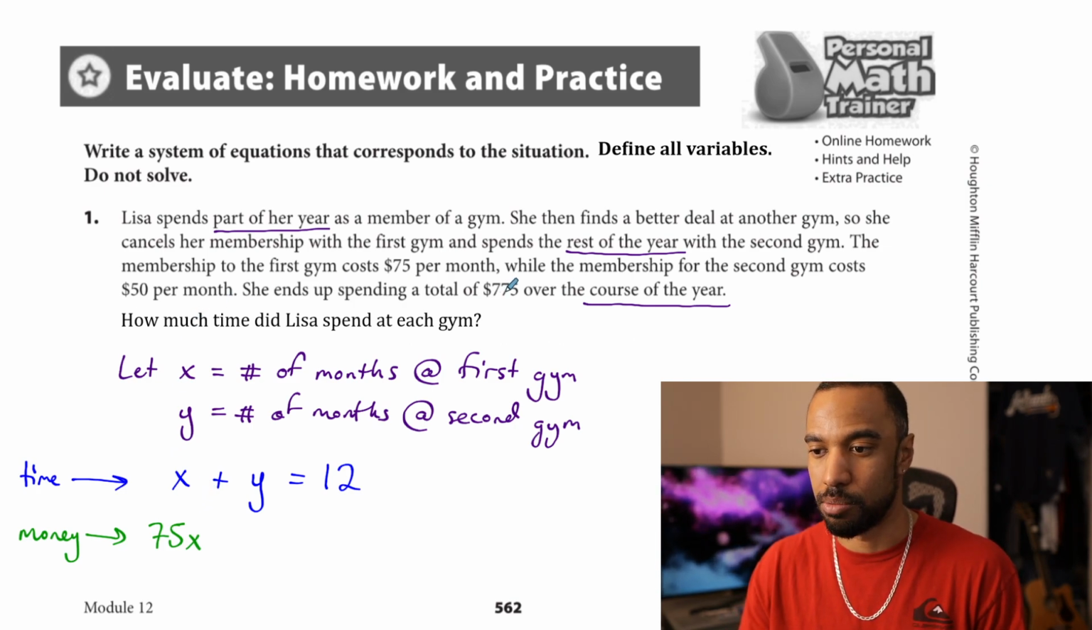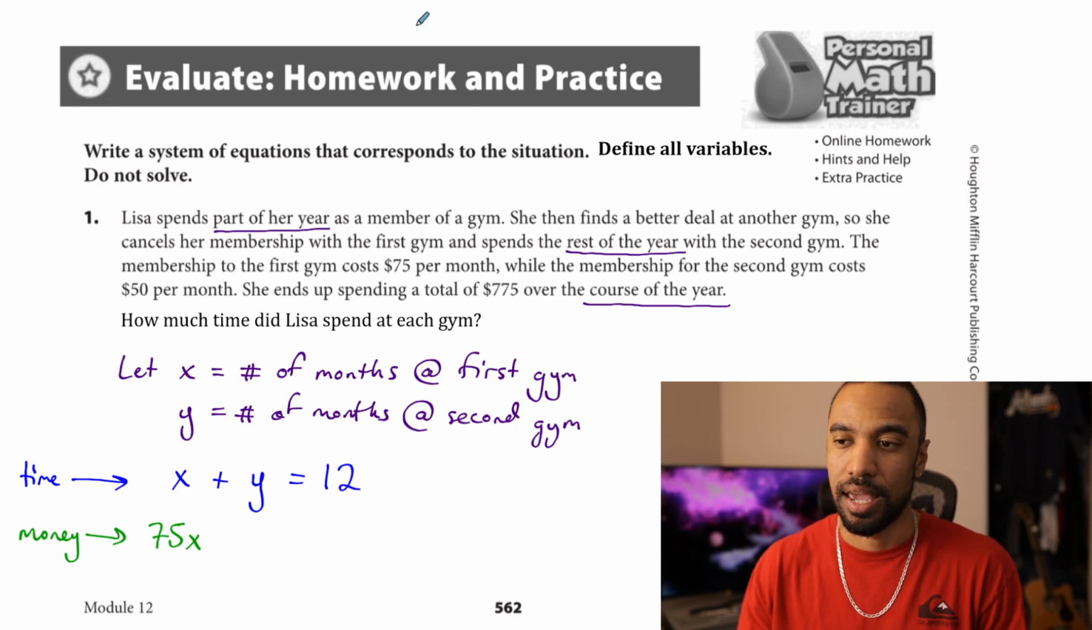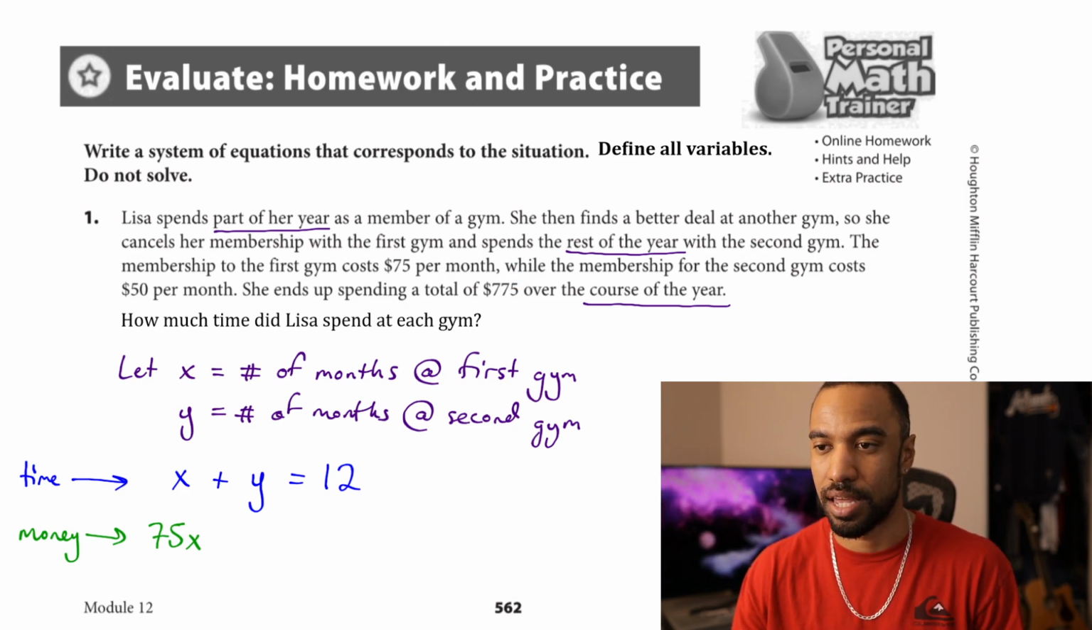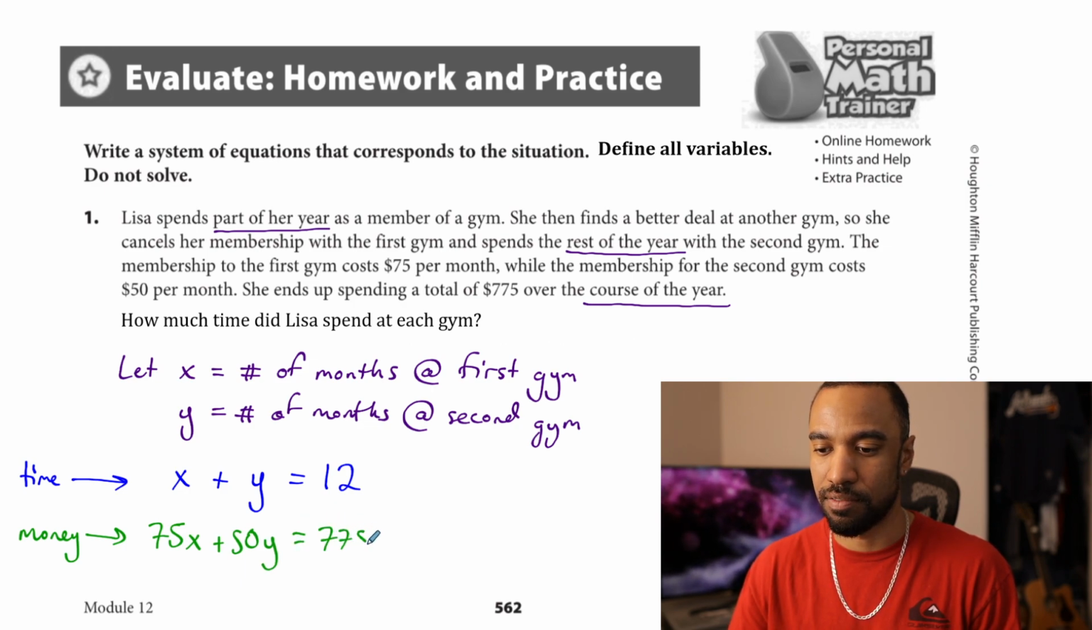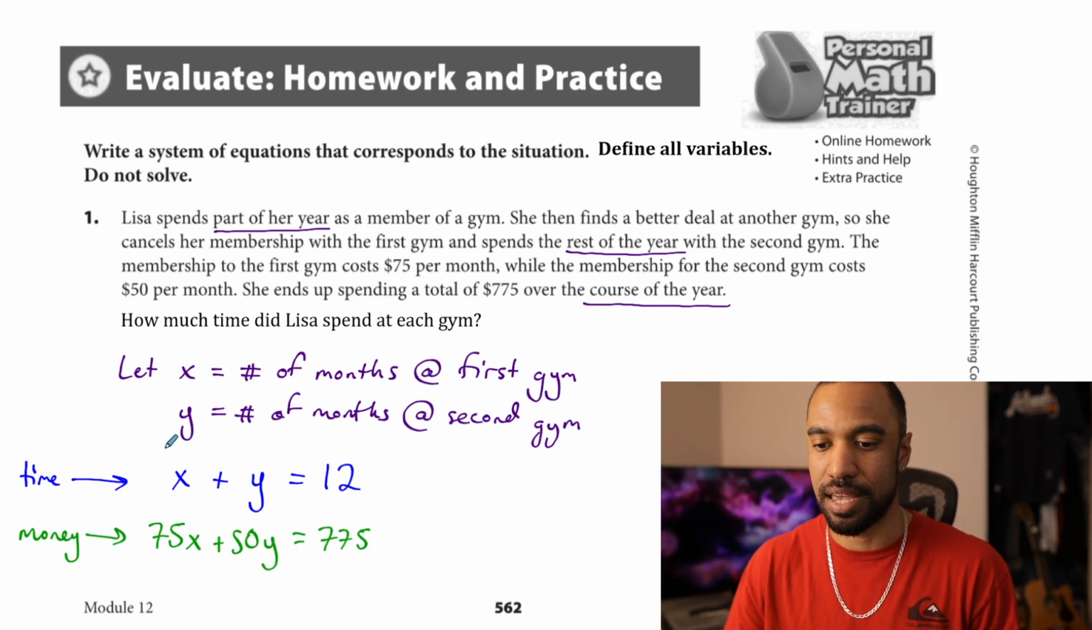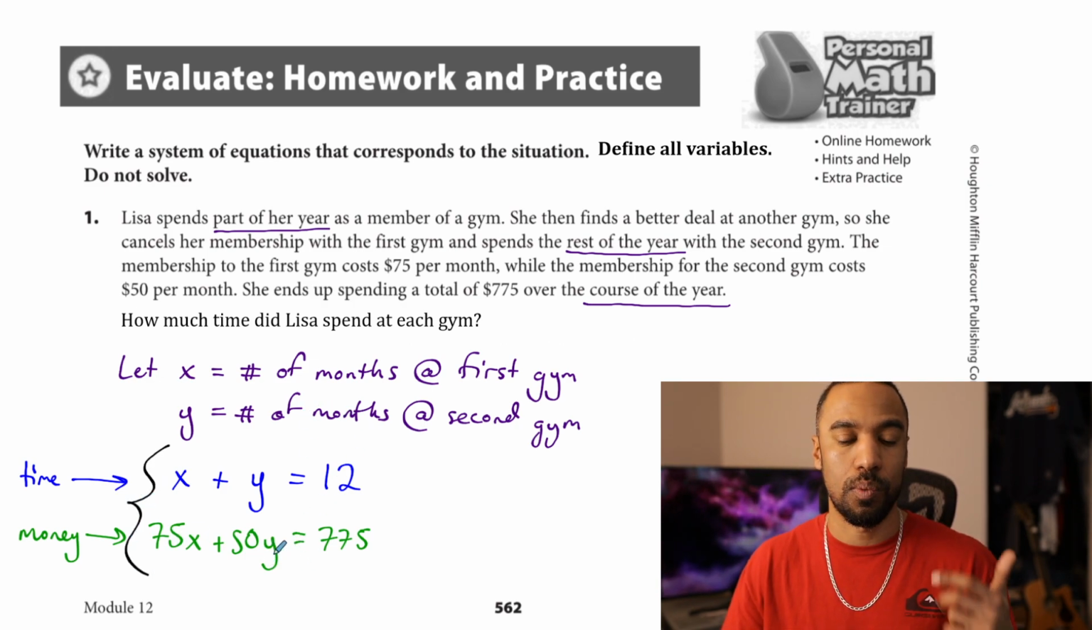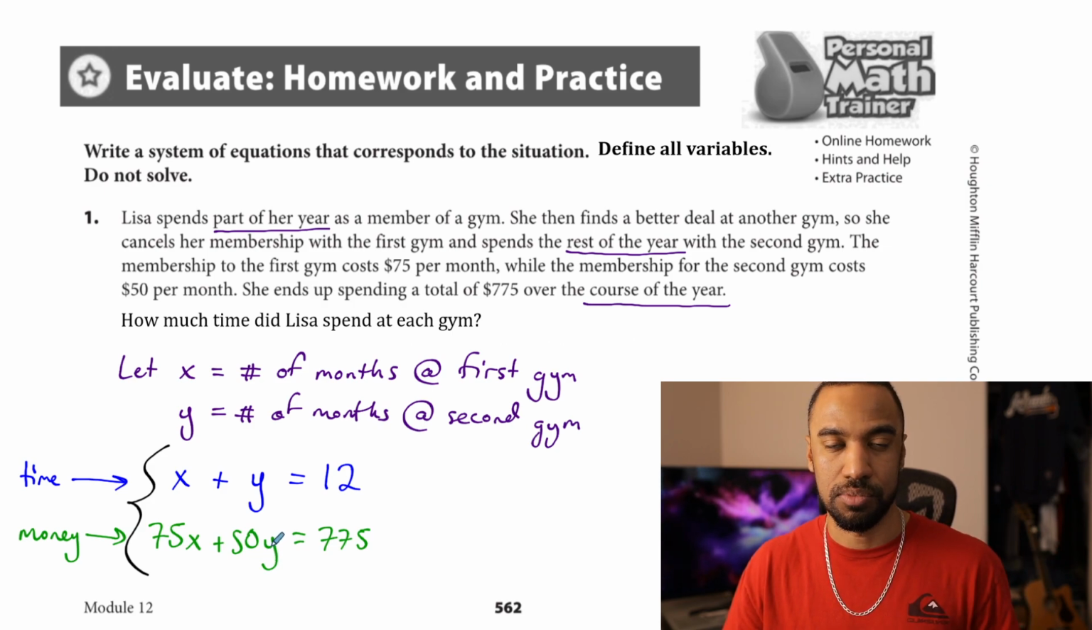Now, I don't think that's the answer because 775 is the total, and the other gym costs $50 at a time. So the other one is $50 per month times the number of months at the second gym, and in total this becomes 775. So this becomes your system of equations, guys, and again, the explanation that I state is times the number of months.